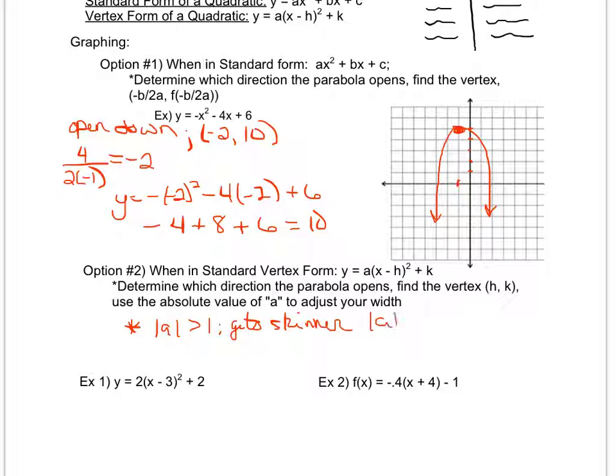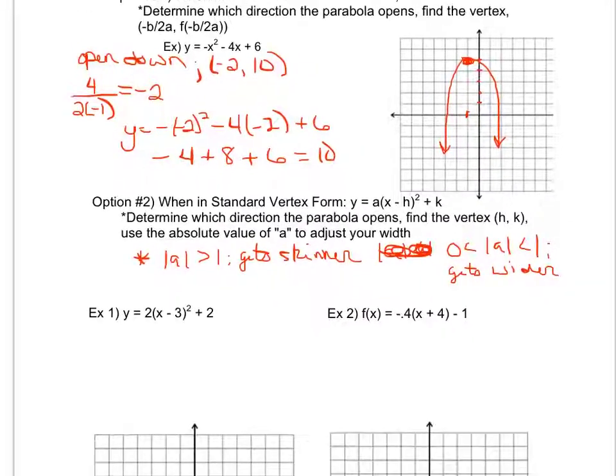If the absolute value of a is between 0 and 1, because the sign, the negative and positive, is just going to tell me the direction it opens, I'm going to get wider. And the closer to 0 I am, the wider I'm going to be.